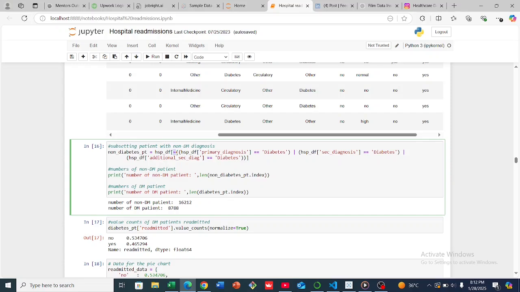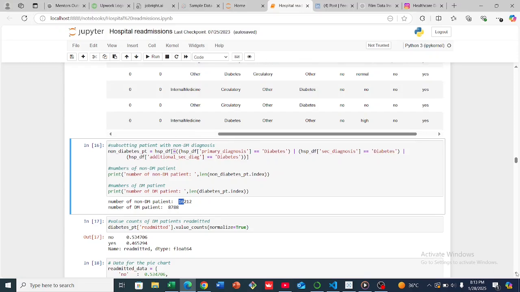So that's what I just did. I went ahead to check the number of non-diabetic patients, and I saw that the number of non-diabetic patients is 16,212, while the number of diabetic patients is 8,788. So the next thing I did was to look for the percentage of patients that were readmitted.